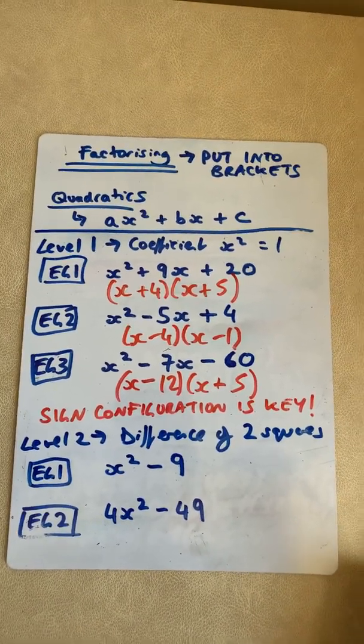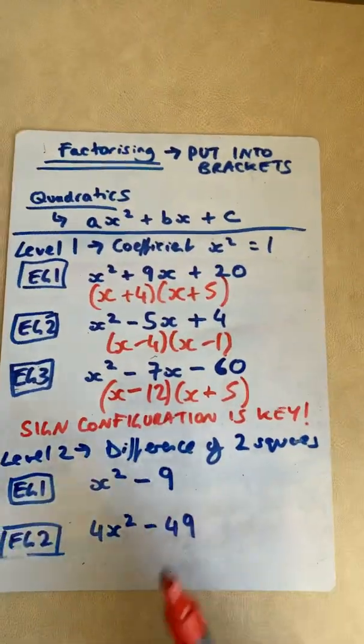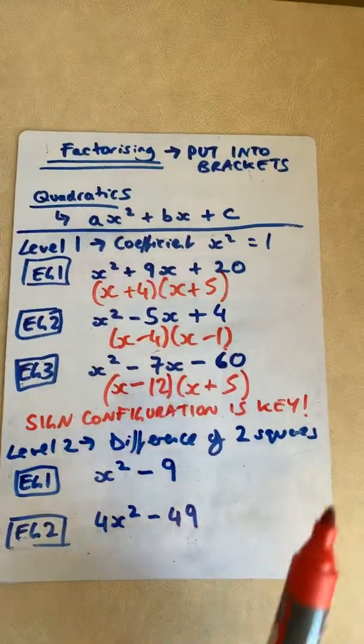So, moving on. Level 2 quadratics, difference of two squares. Now these ones are a little bit funky because, as you can see, the general format, ax squared plus bx plus c, isn't really in existence here because the bx term isn't there.